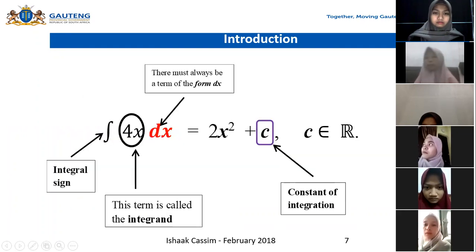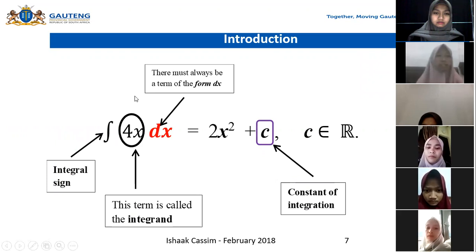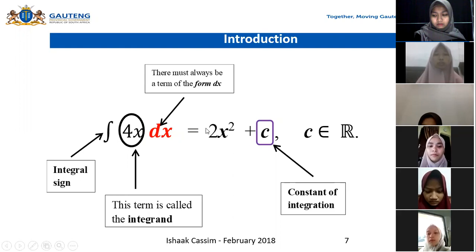This is the function, and this is the integral sign. 4x is a term called the integrand, and there must always be a term of the form dx. So the integral of 4x dx equals 2x squared plus c, where c is a real number. This c is a constant of integration.